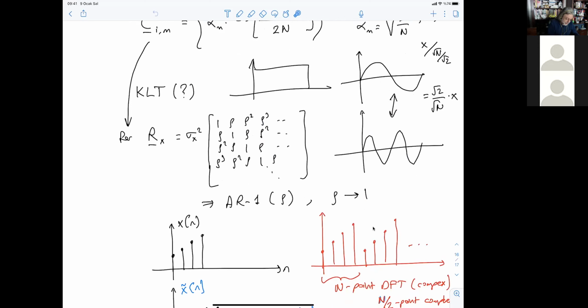One of them is that the discrete cosine transform essentially corresponds to the harmonic approximation of the Karhunen-Loève transform, KLT, for a signal which is autoregressive 1, where the correlation coefficient rho approaches 1. So if you have this kind of autocorrelation matrix, and as rho approaches 1, the corresponding KLT approaches the discrete cosine transform.